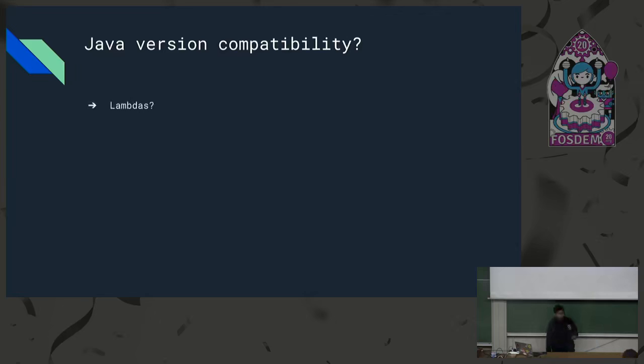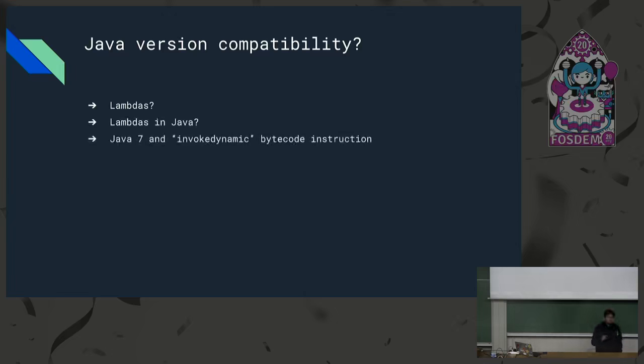Let's start with lambdas. Lambdas, as we all know, are higher order functions or anonymous functions. They were introduced in Java from Java 8. They are mostly implemented in Java using functional interfaces, and they leverage a specific bytecode instruction that was introduced in Java 7 called invokedynamic. It's a pretty special bytecode instruction which does a lot of things around it.